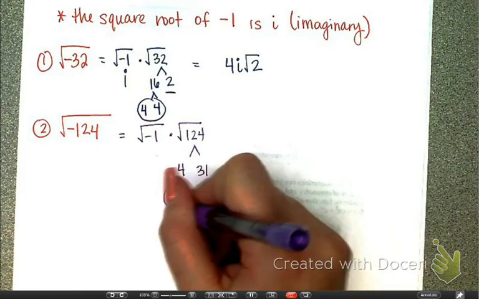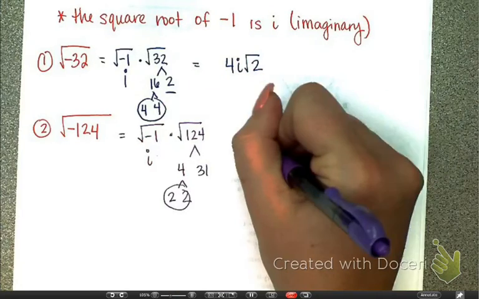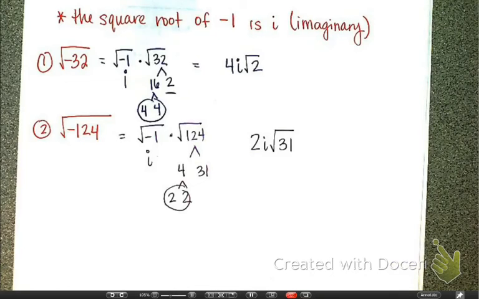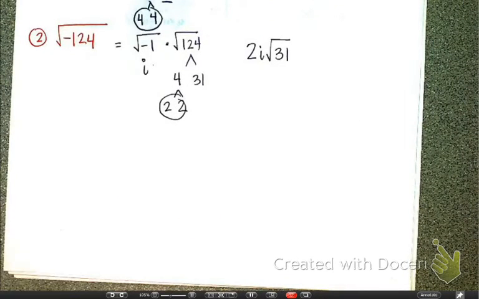I have a pair of 2's. The square root of negative 1 becomes I. So I have 2I square root of 31 as my final answer. Are we okay with that?